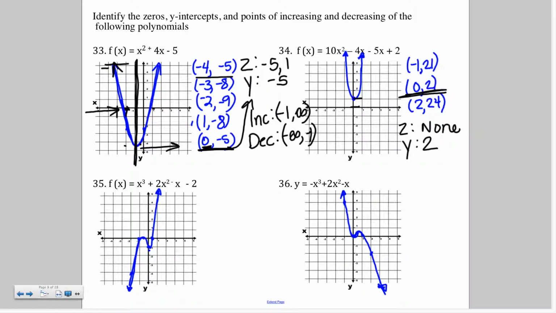So I have 2 as my y-intercept. Now, all I have left is my increasing and decreasing.